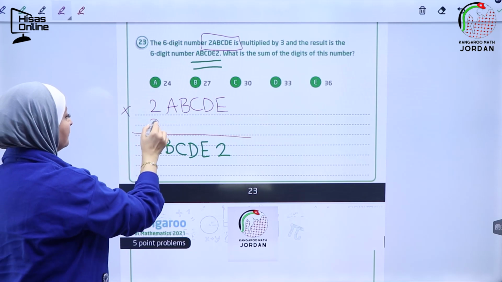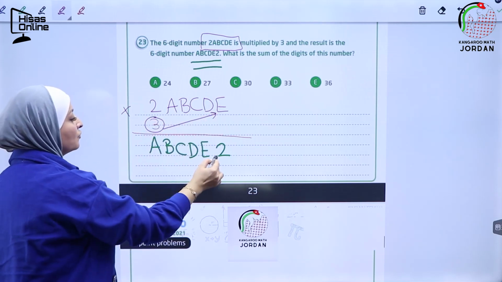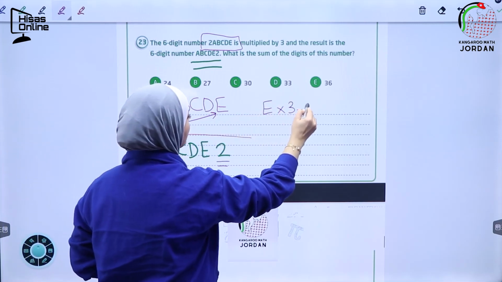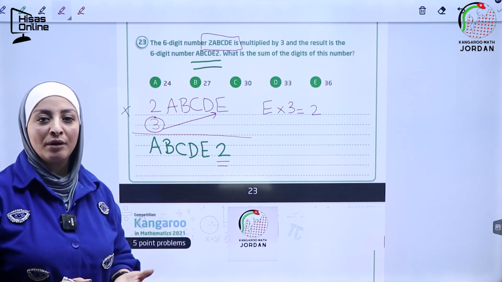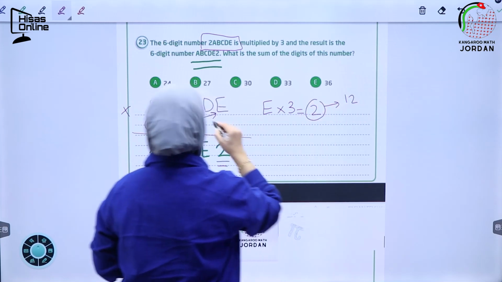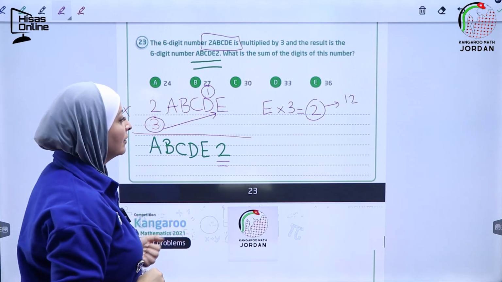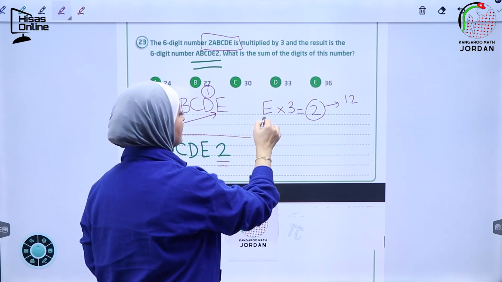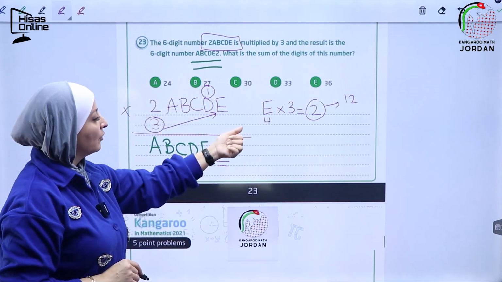So let's see. We multiply 3 by E, and we got 2. So E times 3 equals 2, which is impossible. So for sure, this 2 is the ones of the new number, which is a 12. So that is a 12, and we have the tens regrouping at the top here. What's the number you multiplied by 3 to get a 12? For sure, it's 4. That's good. So I will replace each E I see by 4.